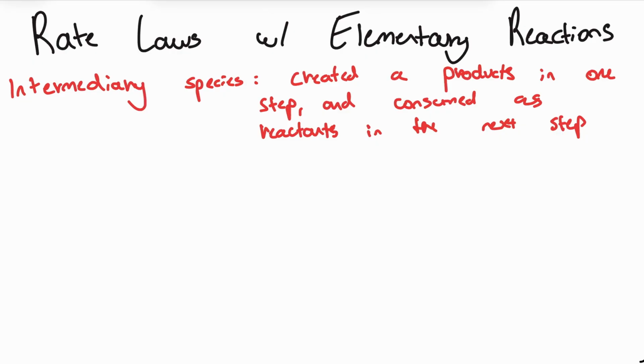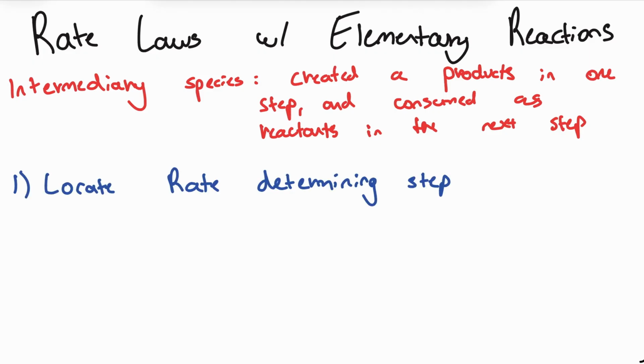These are compounds which are created as a product in one elementary reaction and then consumed as a reactant in the following reaction. Like we do with variables in algebra, we can just cancel these species out from each side of the reaction, which is why we don't actually include them in our most simplified equation. When it comes to writing rate laws, we can use elementary reactions to aid us. I'm going to start off by explaining the process and then go through some examples with you.